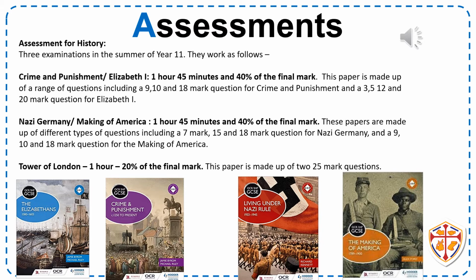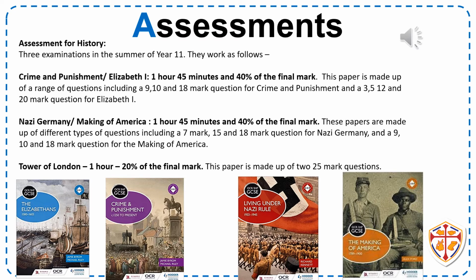Normally timings work 50 minutes for Crime and Punishment, 55 minutes for Elizabeth I, as the sources take a little longer to analyse. Your Tower of London paper is 1 hour, is 20% of the final mark, and it is made up of 2 25 mark questions. They will ask you, based on a criteria, about the Tower of London. For example, why was it built where it was built? And you need to explain. So it's 2 essay questions.